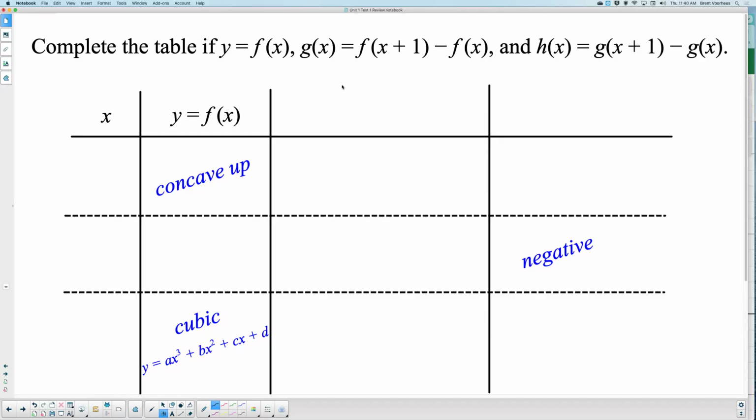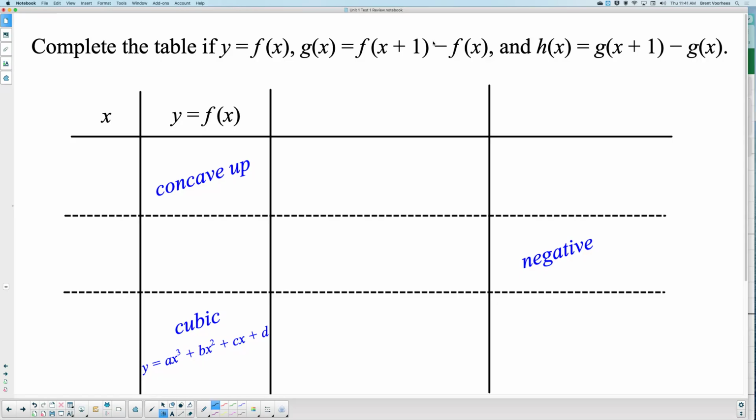All right, on this next slide, we're going to take a look at putting together some of the rules that we learned about rate of change. This is lesson 1-1, 1-2, and 1-3. I've merged some of this information here. So the first thing I want you to be aware of is what these things can mean. It says here, complete the table if y is equal to f of x, which I already put there. G of x equals this.